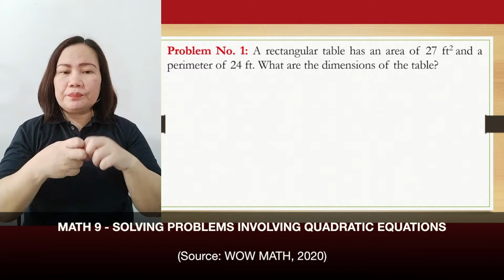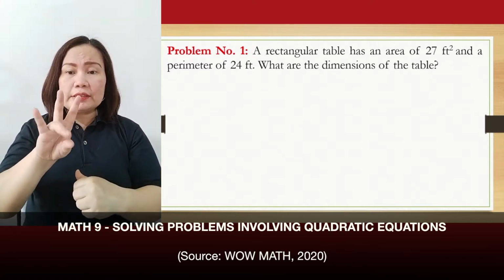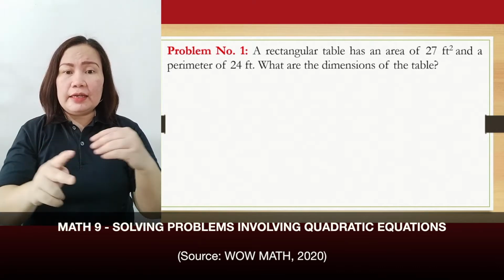A rectangular table has an area of 27 square feet and a perimeter of 24 feet. What are the dimensions of the table?